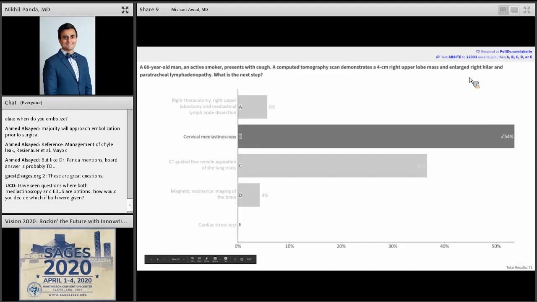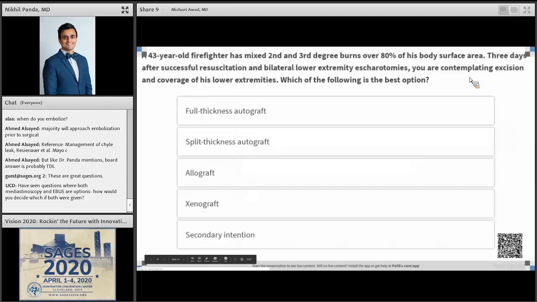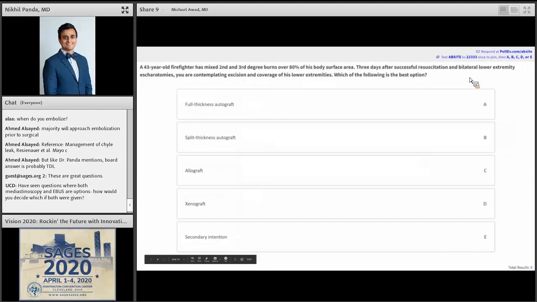There's a question that just came up in the chat room that says, have I seen questions where both a mediastinoscopy and EBUS are options? How would you decide which if both were given? So I have not seen them. The only thing I can say is if maybe you are taking like a thoracic surgery level type test, they might give you a particular station that you're trying to access, in which case, cervical mediastinoscopy can access a certain set of stations. EBUS can usually get farther into the lung, into the hilum. And then lastly, there's Chamberlain procedures, left parasternal incisions that can access a different set of nodes. But I hope, I'm going to take the ABSITE next week too, I hope that's not on there.